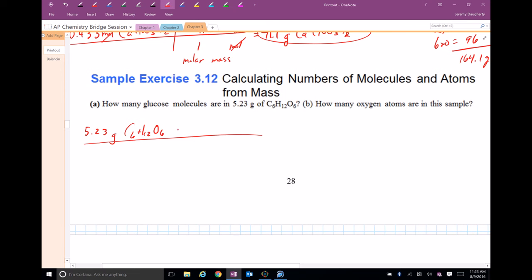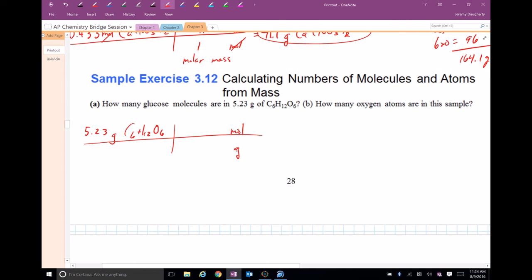And I want to convert it to molecules, so I don't have any conversions that I can go from grams to molecules, because I don't know how much a molecule weighs, right? I know how much a mole weighs, but I don't know how much a molecule weighs in grams. So what I'm going to do first is convert this to moles.